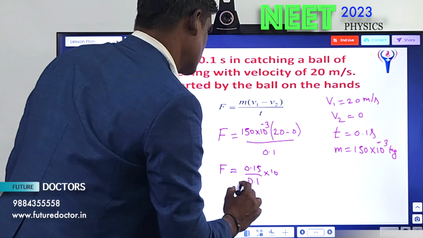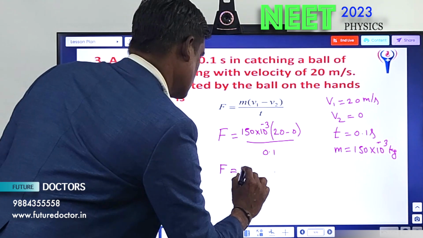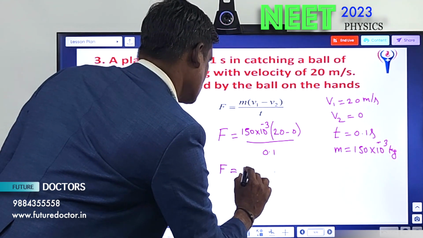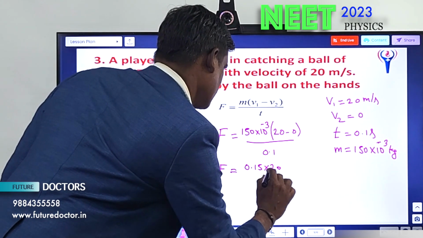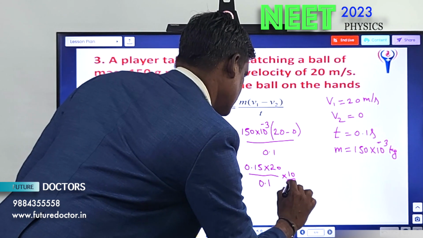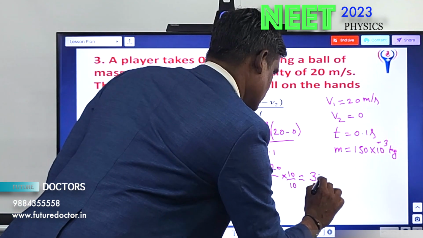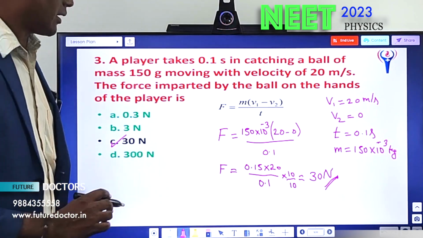Or 20 is there, no, into 20 is there. H 20 we missed. F equal to 150 into 0.15 into 20 by 0.1 into 10 by 10 equal to 30 Newton. That is option C. Option C is the correct answer.